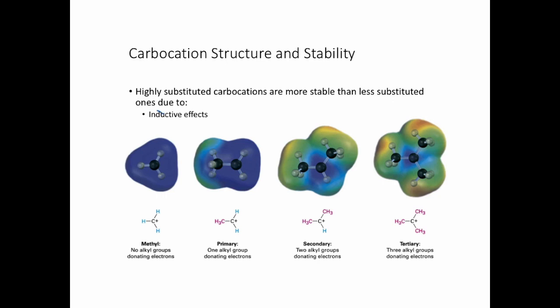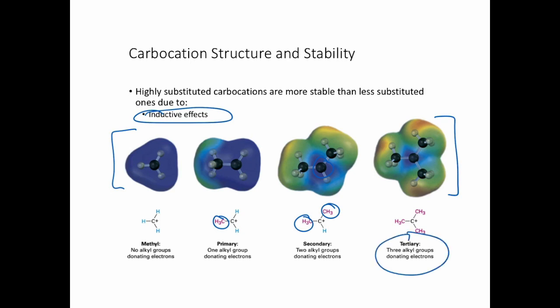The first reason is inductive effects. What does that mean? That means that these alkyl groups attached to the carbocation carbon are inductively sending electron density to that electron deficient carbon. So inductive effects occur through sigma bonds, so it's a shifting of electron density through sigma bonds. And you can see from these electrostatic potential maps that the blue color is not as large as we increase in stability, and the blue relates to positive charge.